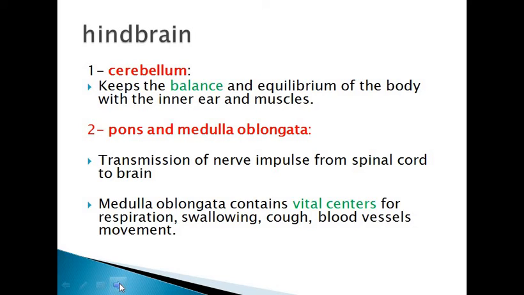They play an important part in transmission of nerve impulses from the spinal cord to the brain. Also, the vital centers of involuntary movements like respiration, swallowing, coughing, and controlling of contraction and relaxation of blood vessels, all of these centers are present in the medulla oblongata. So it is a vital center for living.